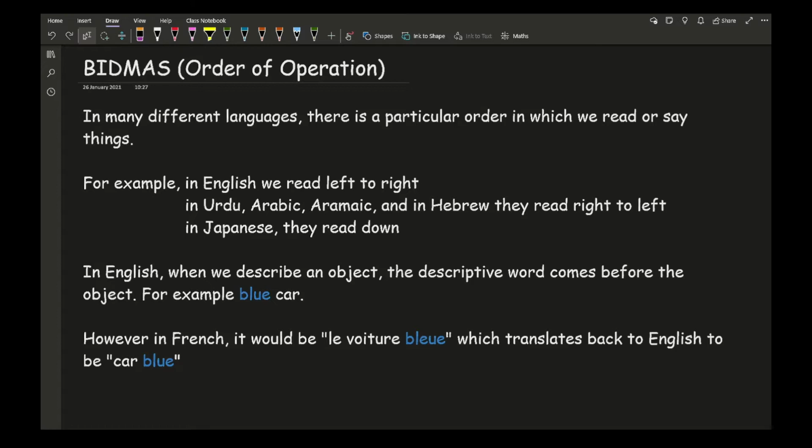So in English, when we describe an object, the descriptive word comes before the object. For example, if you were talking about the blue car, then blue would come in front of the car. However, in French, it would be the voiture bleue, which translates back into English as the car blue. So in French, they have the descriptive word after the actual object. And these are just examples of the fact that, coming from an English perspective, we don't just do things from left to right.